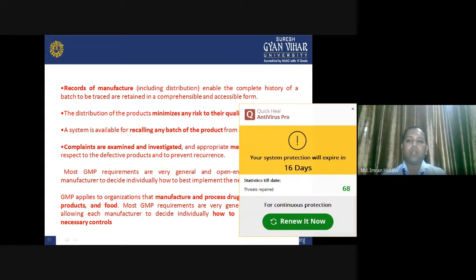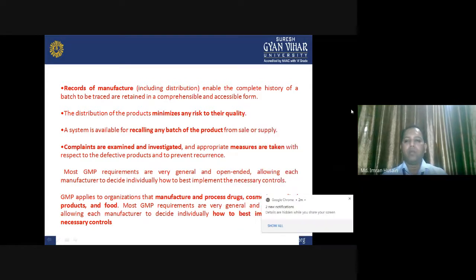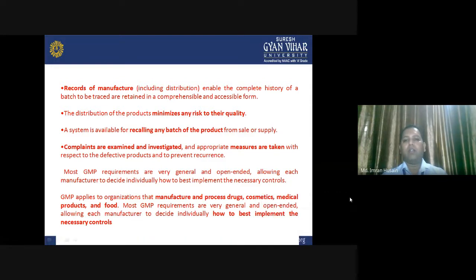So every time it has to be present there, right? And this particular type of facility should be present there. Complaints are examined and investigated, and appropriate measures are taken with respect to the defective products and to prevent recurrences. So if any sort of mishandling or manufacturing defect occurs, then you have to replace the product, right? And you have to ensure that in the near future such incidents do not take place.